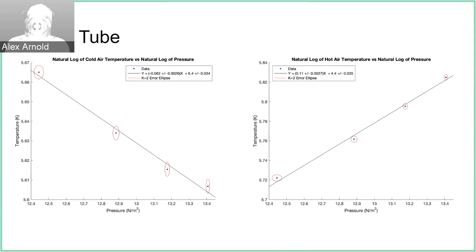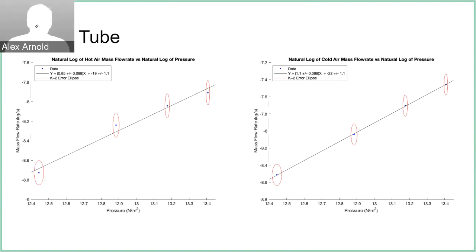The uncertainty for the cold air temperature is greater than that of the hot, since these are log graphs and the uncertainty is based upon the inverse of the root value of the temperature. Therefore, it is expected that the cold air would have greater uncertainty since its root values are smaller. These graphs show the natural log of the hot and cold air mass flow rate versus pressure. The uncertainty of these two graphs are very similar since their root values are also very close.